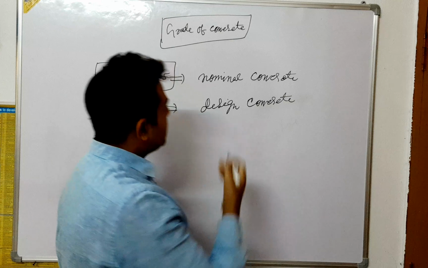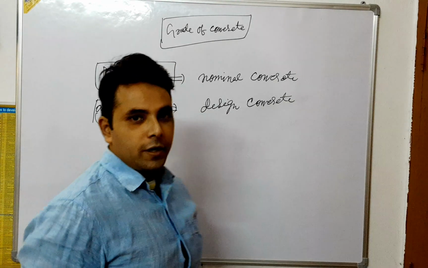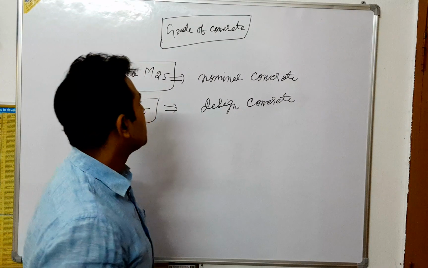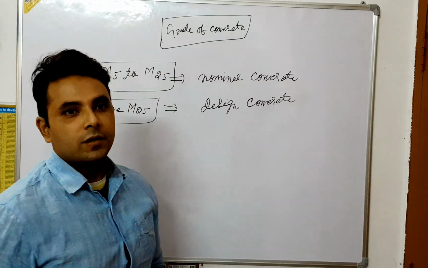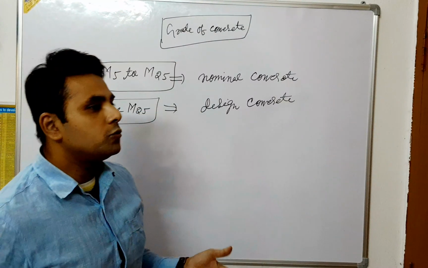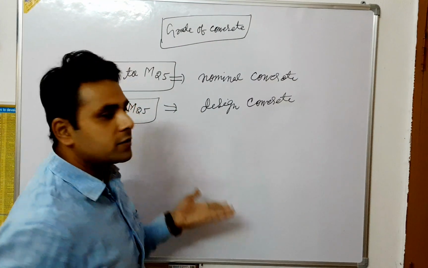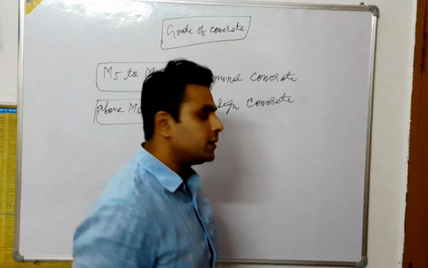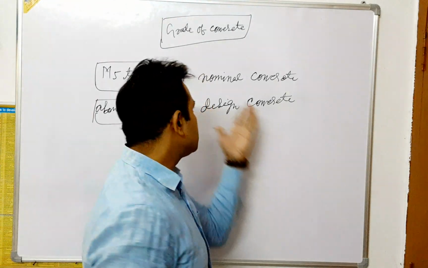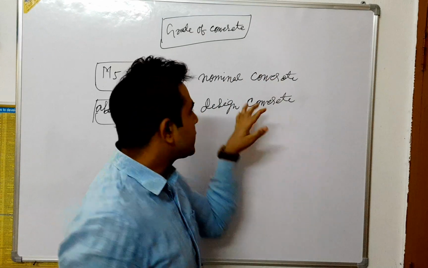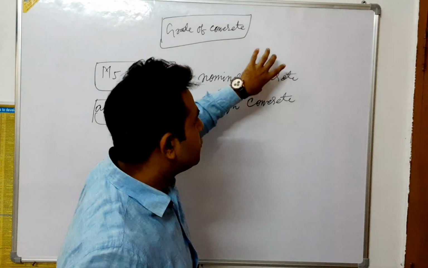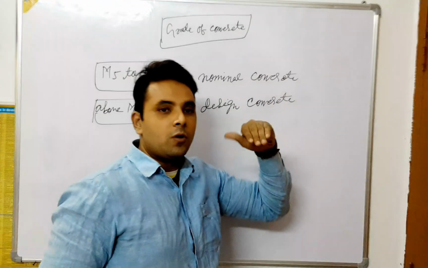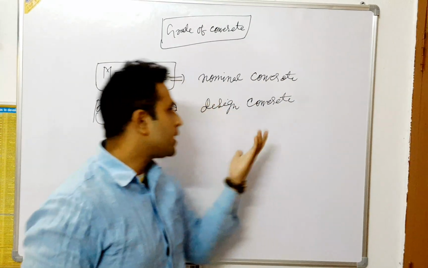So what is the difference between nominal concrete and design concrete? Already I discussed in previous, but just try to resume this topic. Nominal concrete is when you are going to use M5 to M25 grade of concrete in any construction. In the case of nominal concrete, we have to use the proportions of cement, sand and aggregate.